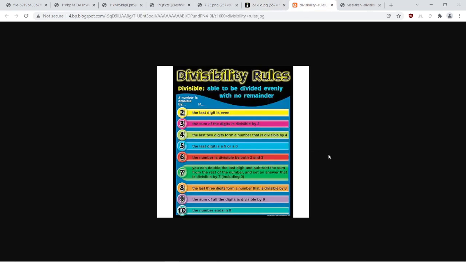Alright, and the final math tip is about divisibility rules. Let's go through these together. So if you want to find if a number is divisible by 2, you just check if the last digit is even.